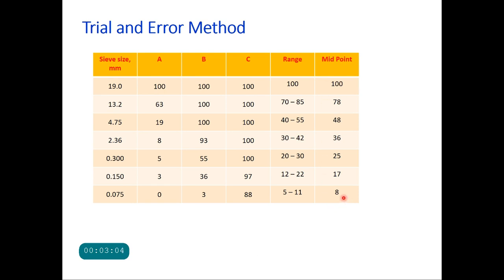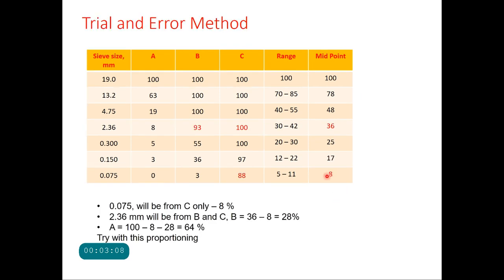So here we can say that this 8% is mainly coming from aggregate C, because there is no fraction of A at 75 micron, there is no fraction of B at this sieve size, and therefore it is mainly coming from C, which has 88%. So let us take this as 8%. So 8% of C, which is 88%, will be somewhere around 8%. So we choose 8% of C.